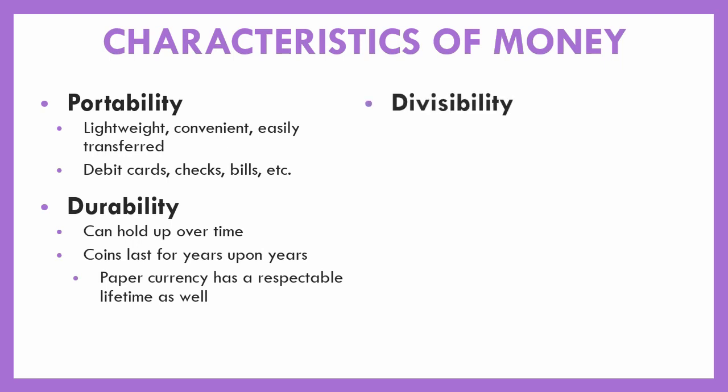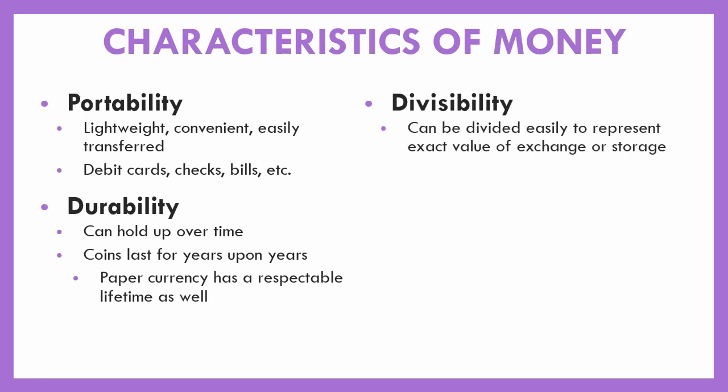We see that divisibility is another important thing. We're able to divide our money all the way down to represent values of things all the way down to the hundredth of a dollar, right? The cent is a hundredth of a dollar.